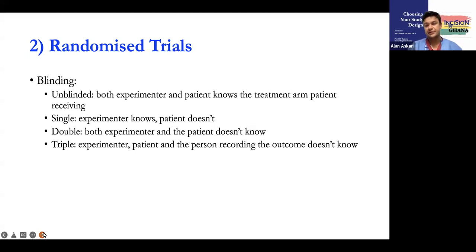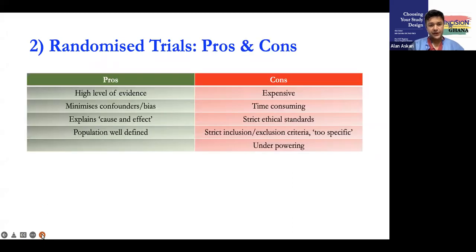And believe it or not, there is even triple blinding, where the experimenter, the patient, and the person recording the outcome don't know, because the experimenter or the person doing the surgery, for example, may not necessarily be the person actually recording the findings. So, for example, we may do a certain laparoscopic technique whereby the experimenter may not know exactly what procedure the patient has been in. The patient may not know, and the person who's actually looking for wound infection may not know if this patient had one particular experiment or the other, one arm or the other.